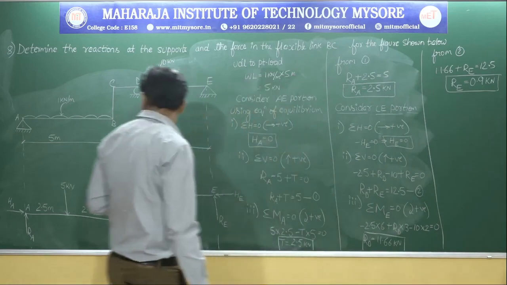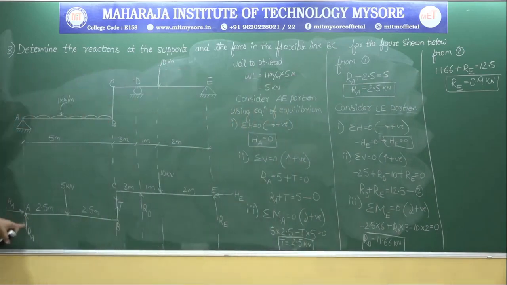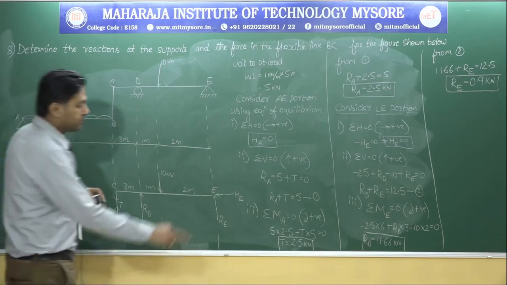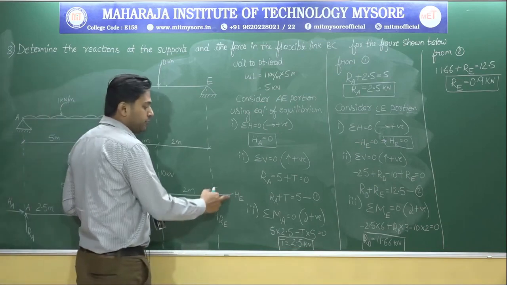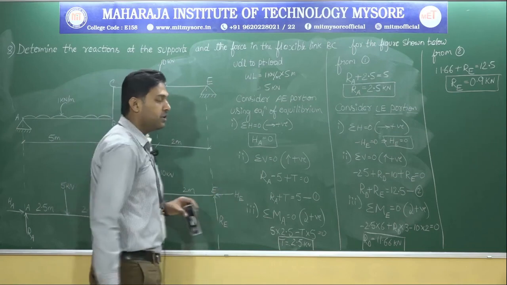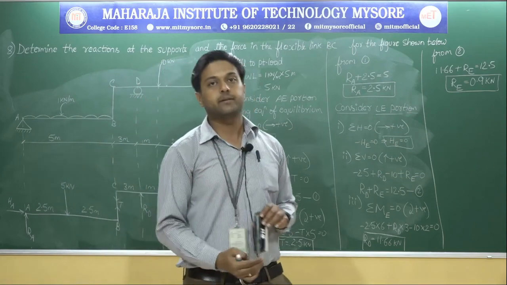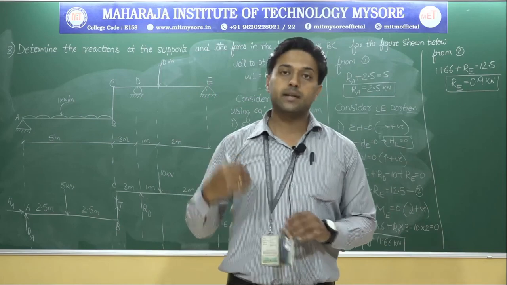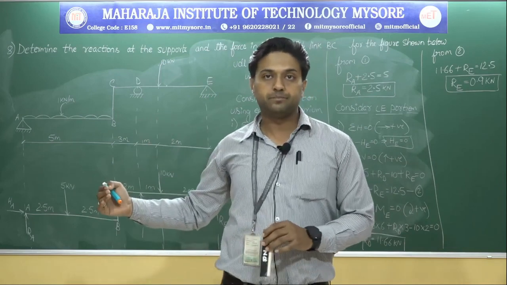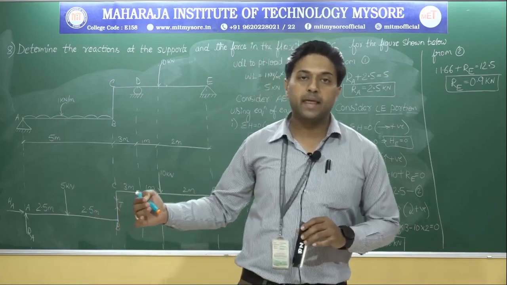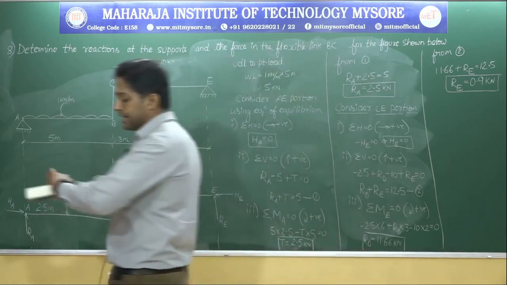Now even though at A point we are having two forces, HA was 0, so no need to calculate the resultant. Here also at E, even though we are having two forces, HE is 0, so there is no need to calculate the resultant. Okay. So this completes the problem. Any doubts in that? Now we'll move on with the last problem.